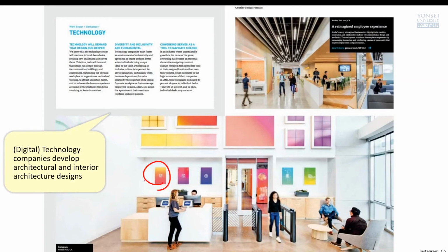You know what this is? This is the Instagram logo. This is Instagram's new workspace in San Jose. In San Jose, they designed and constructed, they erected a new workspace office. Gensler designed this one. Digital technology companies develop architectural and interior architecture designs.